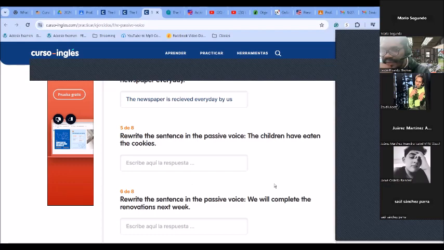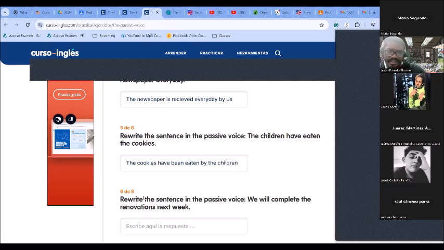All right, number 5, Mr. Sanchez. The cookies have been eaten. Have been eaten. Always use your verb to be with the passive. By the children, exactly.